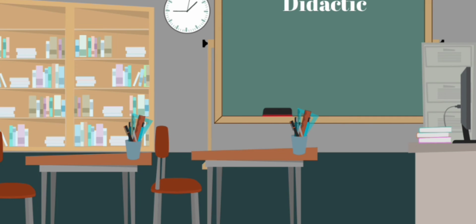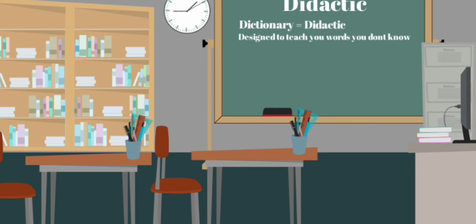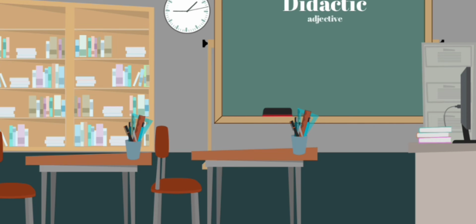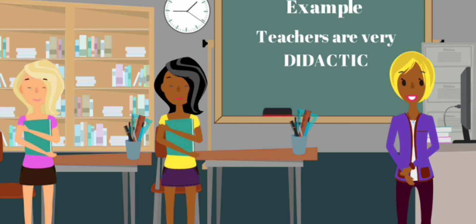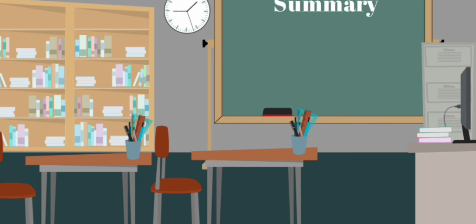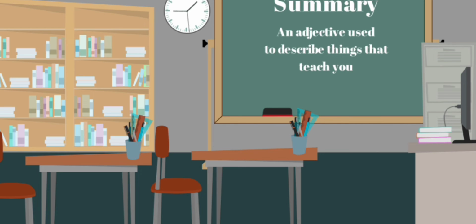Didactic. The first word that comes to mind when I see this is dictionary. Dictionaries are designed to teach you words that you don't know, which means that dictionaries are very didactic. Didactic is an adjective that is usually used to describe things that teach you. Adjectives are used in sentences, therefore an example would be, "Teachers are very didactic." That phrase would explain that teachers educate you well. So, to sum it all up, didactic is just an adjective used to describe things that teach you.